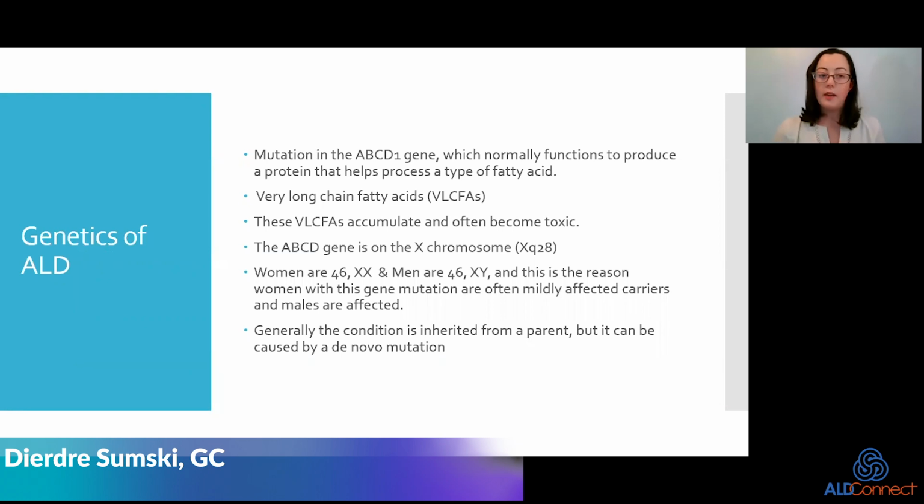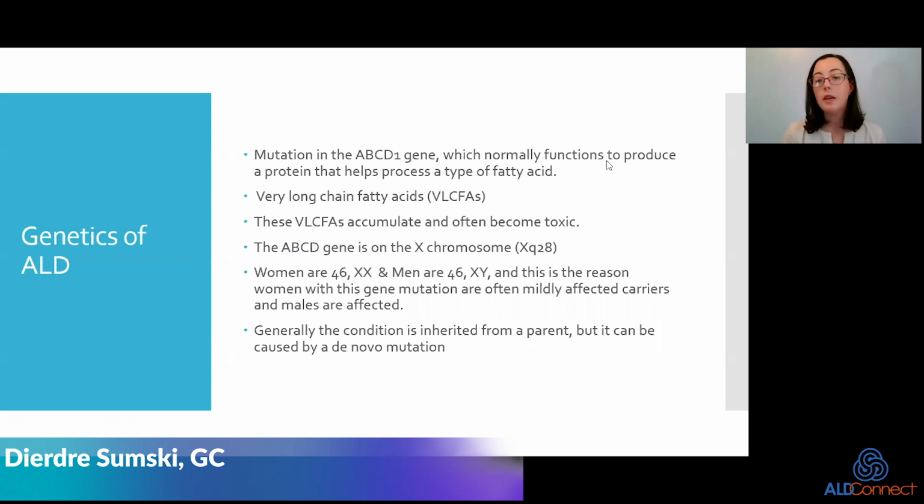So I'm sure a lot of you are aware that this is a genetic condition caused by a mutation in a particular gene known as the ABCD1 gene. Normally, this functions to produce a protein that helps the body process a type of fatty acid, known as a very long-chain fatty acid. When somebody has a mutation in the gene, it causes the instruction for the protein not to be read properly, and then when the protein doesn't work, these fatty acids are not processed appropriately, and they can accumulate in the body, becoming toxic, okay? So this gene is located on the X chromosome, all right?